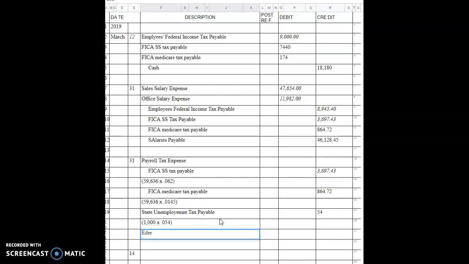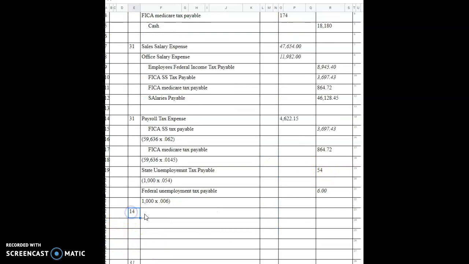Federal unemployment tax payable is going to be your $1,000 times 0.006. I had too many zeros in there, 0.006. So when you do your math, federal unemployment is only $6. Now we can add up all of our taxes payable to figure out our payroll tax expense, which is going to be $4,697.43. Really everything here was given to you up here other than your state and your federal, and then you had to figure out what your payroll tax expense was.